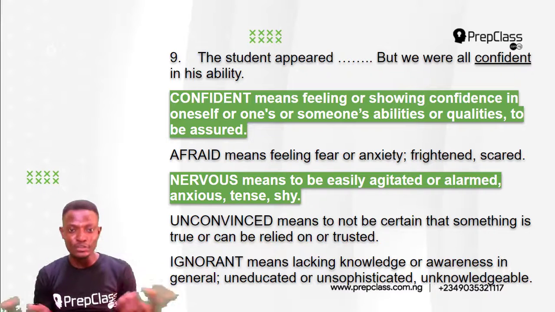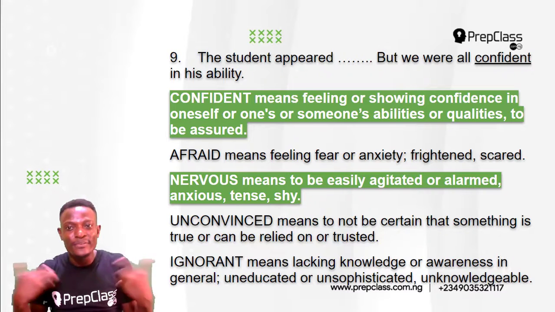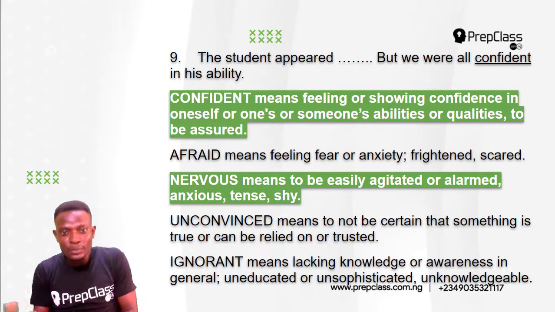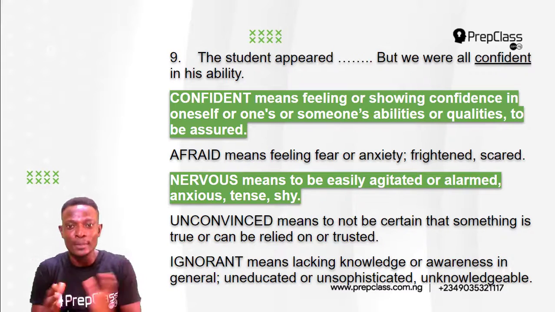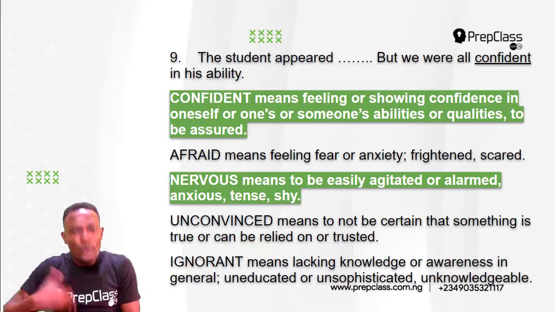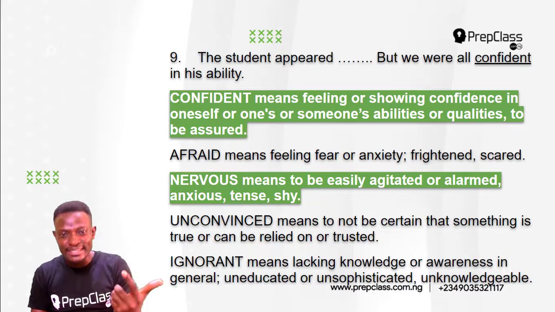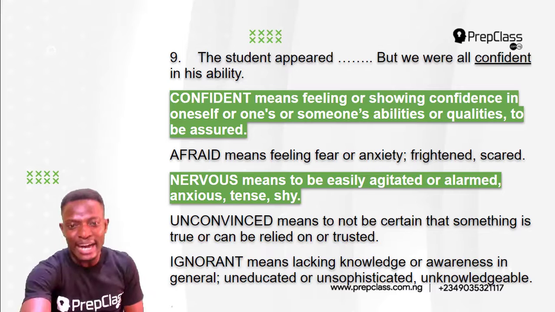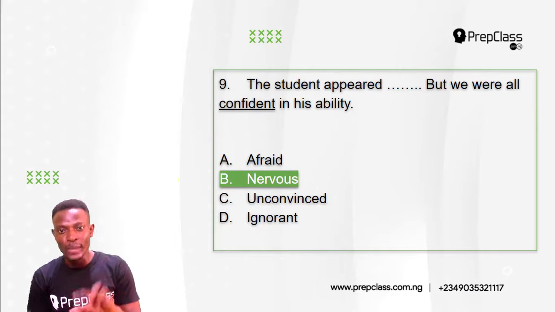Now, to be nervous does not mean you are afraid. No, you are just what? Easily agitated. Probably you don't like facing the crowd. So the person is tense. The person is anxious because he has been called to come and do something. He's shy. But we all know his what? Ability. What he just lacks is confidence. He's nervous. So the answer is option B. The student appeared nervous, but we are all confident in his ability.